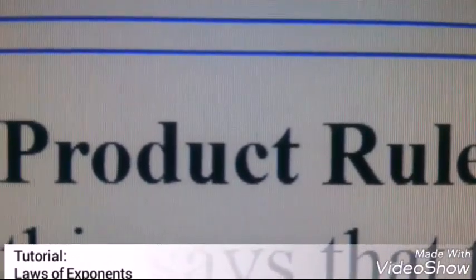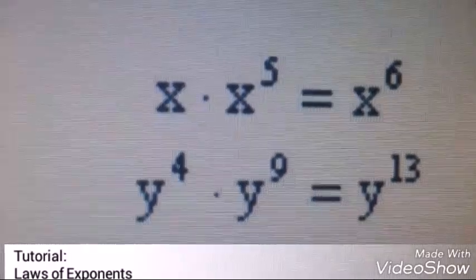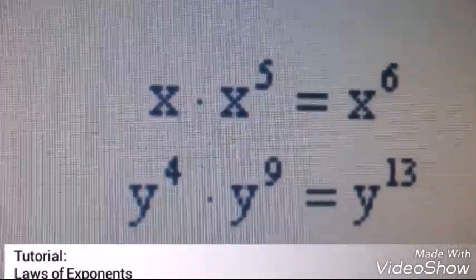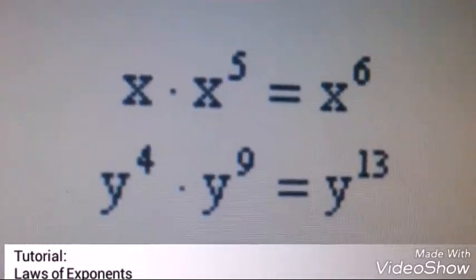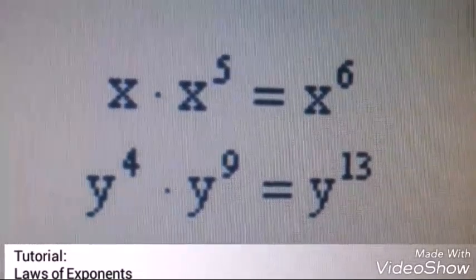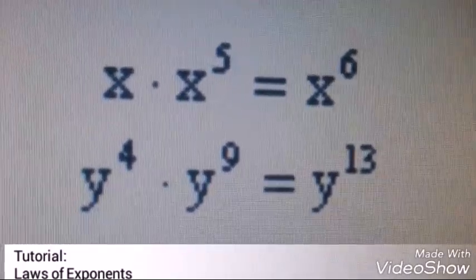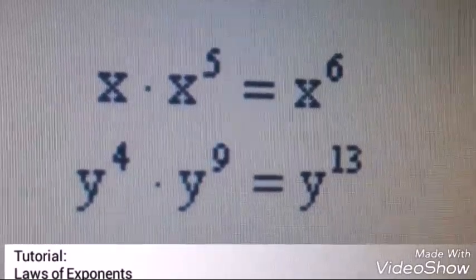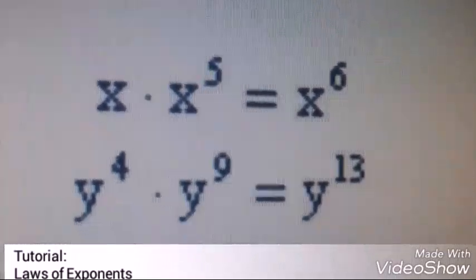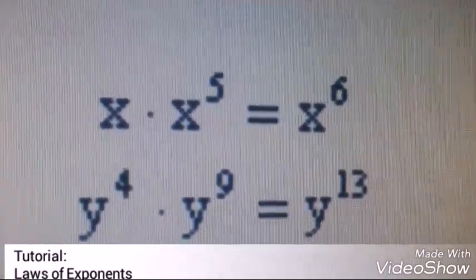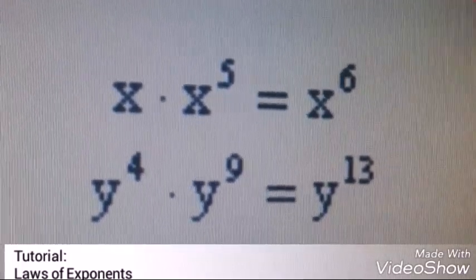The product rule. It says that to multiply two exponents with the same base, you keep the base and add the powers. Like in the example, x times x to the 5th power, they have the same base, so you will copy the base, which is x, and then you will add the exponents. x has an understood exponent, which is 1, so 5 plus 1 is equal to x to the 6th power.